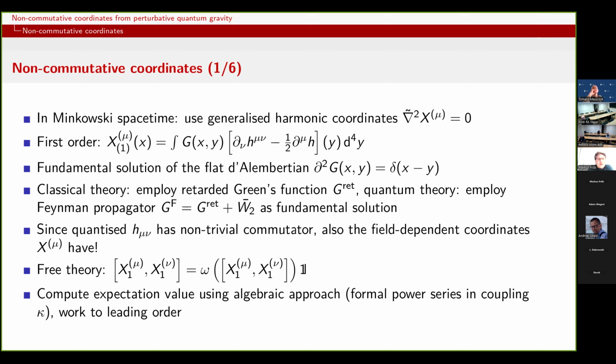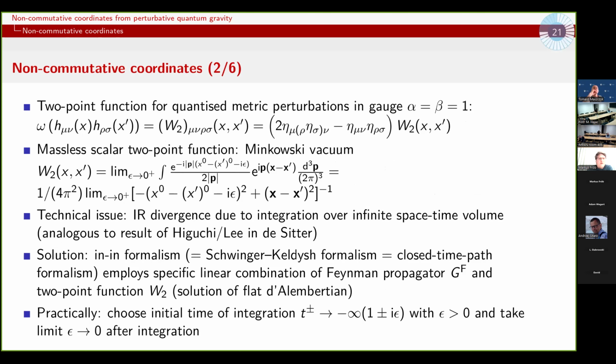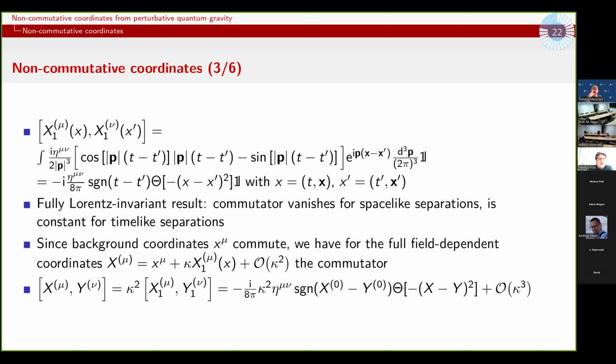In the free theory, it's very easy. It would just be the expectation value, because it's proportional to the identity. But in general, it will be a formal power series in this coupling kappa. And what we did, using this algebraic approach with everything that I showed you, was to evaluate this commutator at leading order. Let's not go through all the details. This is the result in Minkowski spacetime.